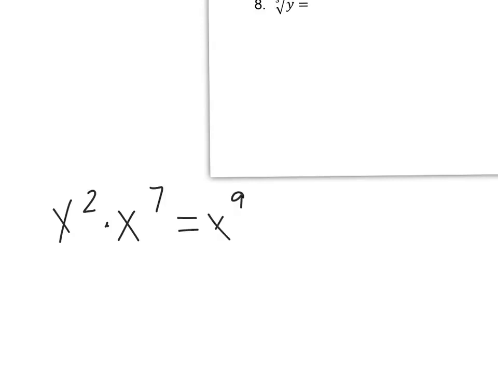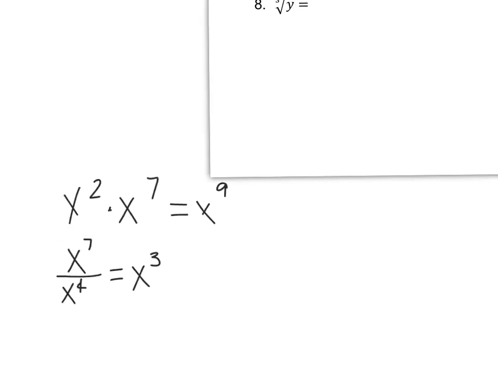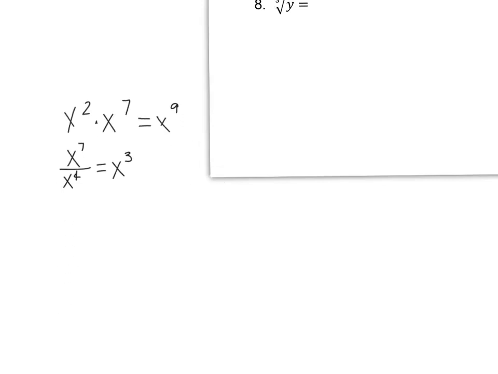Yes. Okay, just some basic division. If I have x to the 7th over x to the 4th, when you divide, what do you do with your exponents? Subtract, and you get x to the 3rd. Okay, and then kind of getting a little more complicated.